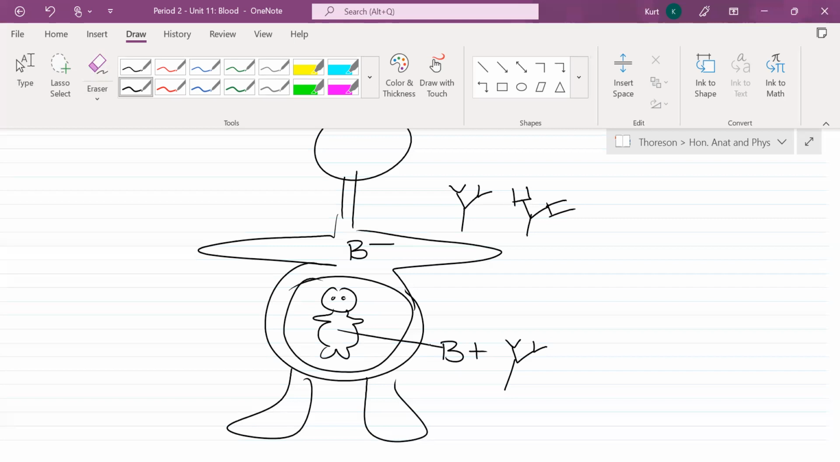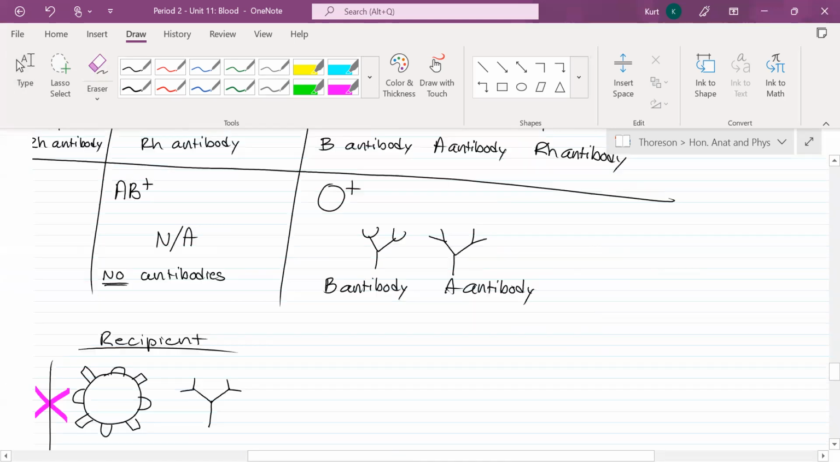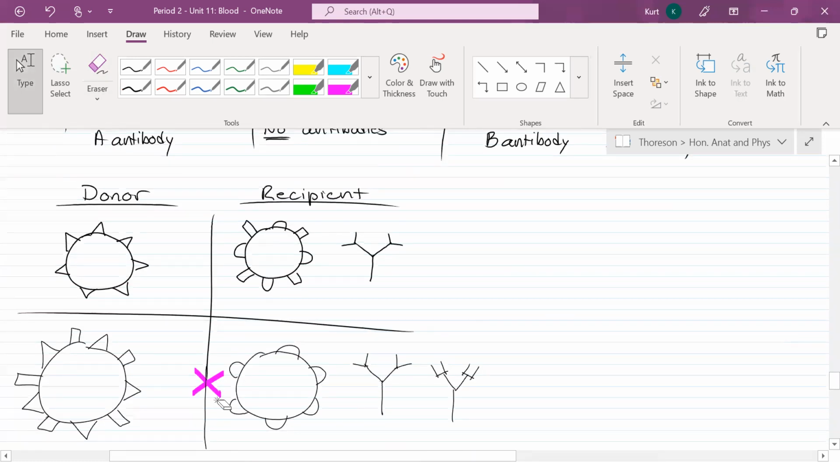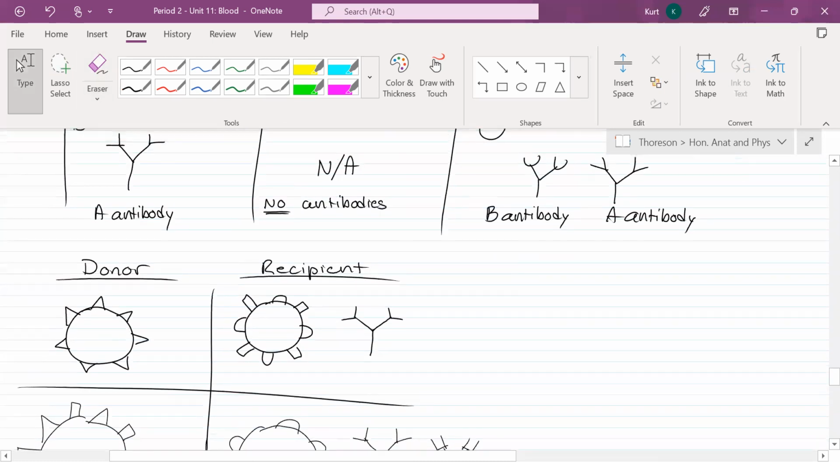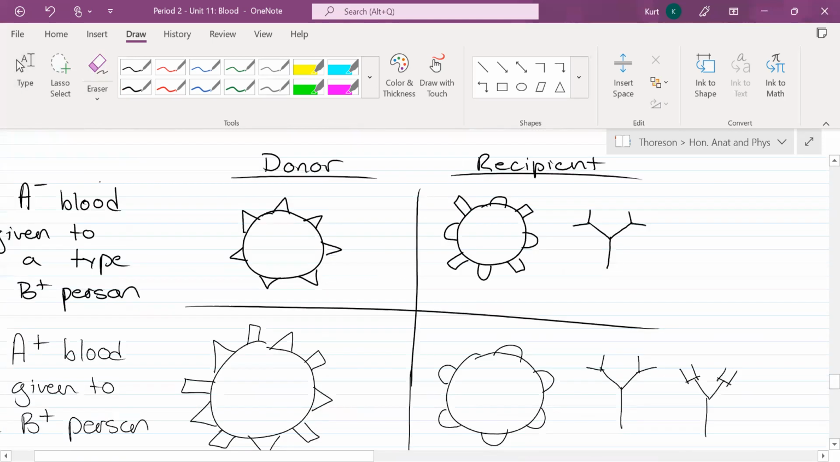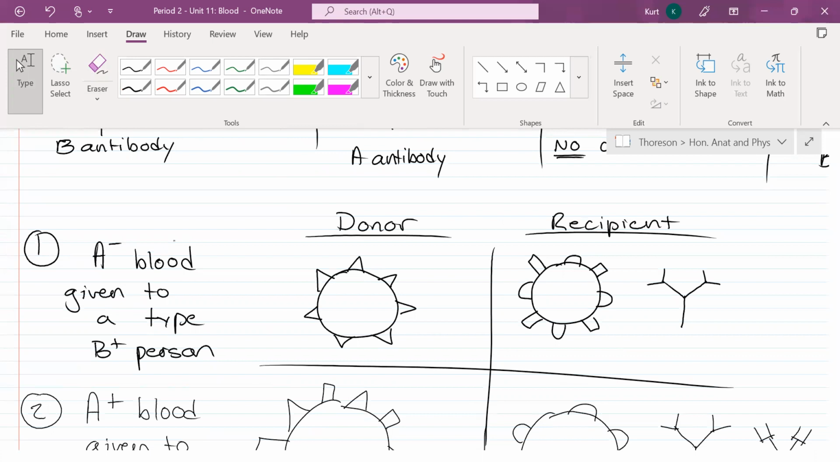All right. So can you guys turn to the last 2 pages of your paper? Here's what we're going to do. You are going to match up a donor with the recipient, and you need to determine if it is an appropriate match or not. And I've done the first 2 for you. So I believe the first one, we have an A negative blood given to a type B positive person. Now, something that I forgot to write on top of your columns is donor and recipient. So on the left column, can you write donor? And on the right column, can you write recipient?